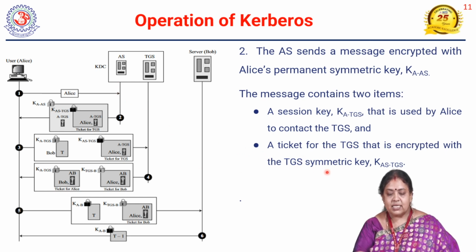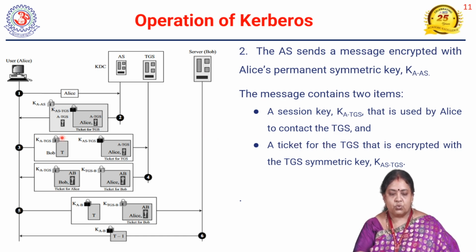So the ticket is encrypted by using the symmetric key between the AS and TGS. This key is only known to AS and TGS. So the TGS gets confirmation that the ticket has been given by AS after verifying the identity of the user. That is the procedure why it is going to send 2 items in the message. First will be the session key that will be used to contact the TGS, and second will be the ticket.